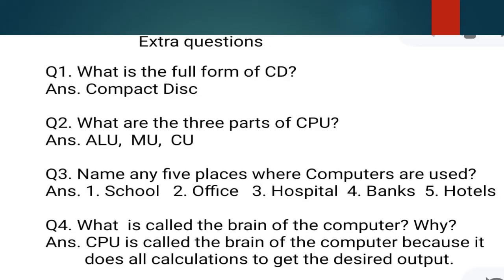Second question is, what are the three parts of CPU? So the answer is the three parts of CPU are ALU, MU, and CU. These are the three parts of CPU.